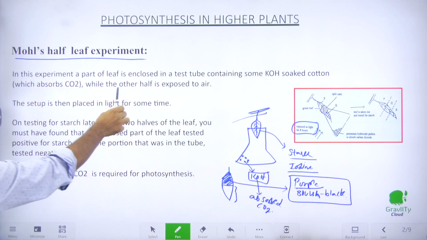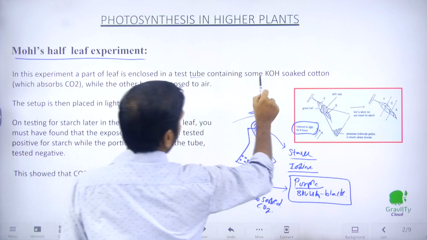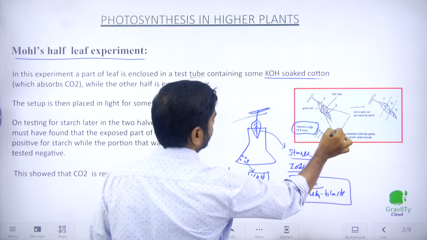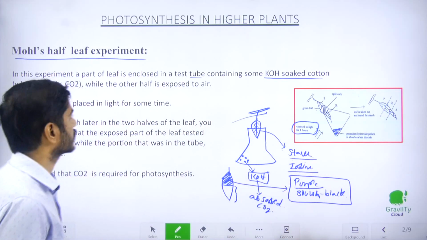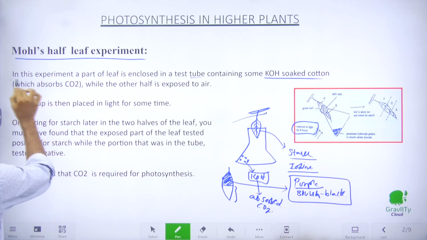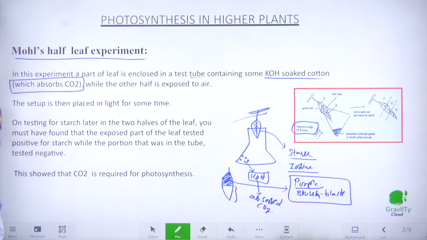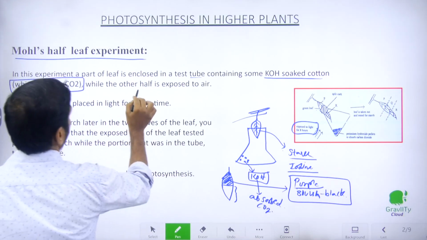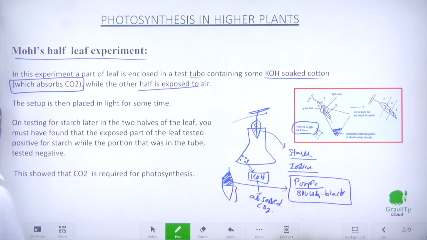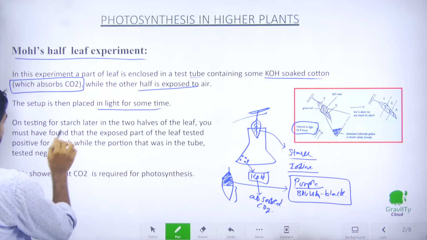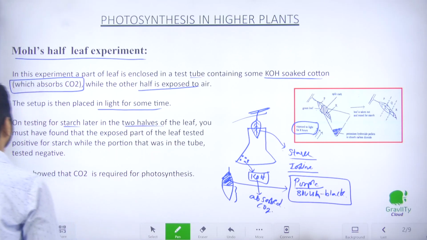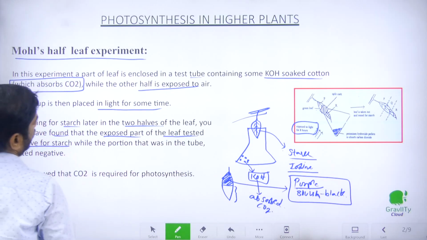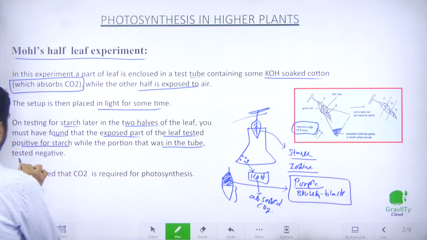Moll's half-leaf experiment: a leaf enclosed in a test tube containing some KOH-soaked cotton balls. You can put KOH directly in liquid form also. The main property of this is that it absorbs CO2. Now half of the leaf is exposed to air, and the setup is placed into light for some time. On testing for starch, the exposed part of the leaf tested positive, whereas the portion that was in the tube tested negative.